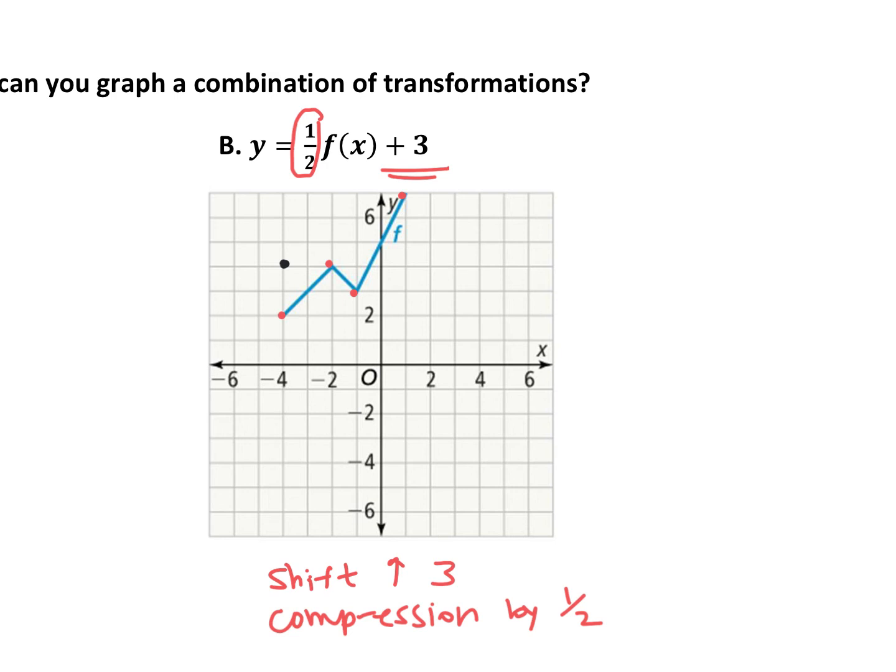Okay, so let's do that again with our next point. Let's do the vertical compression first. So whatever this vertical distance is, we're going to cut it in half. So it's 1, 2, 3, 4. We cut it in half to 2. So now we're going to go up 2. That's our vertical compression. And then we have to shift up 3 units from here. 1, 2, 3. It's going to put us right there at -2, 5.